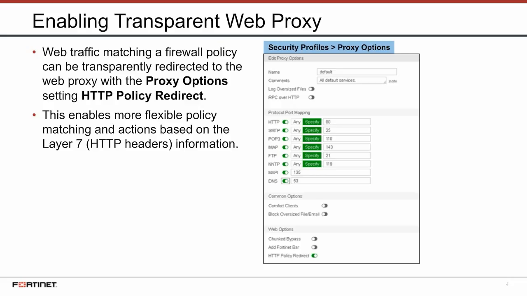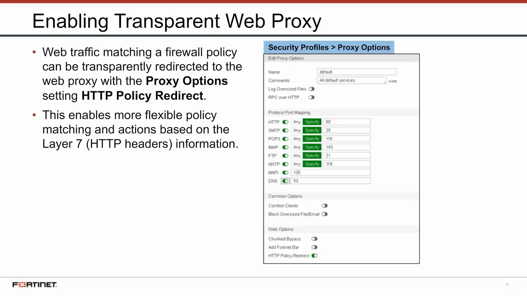To configure transparent web proxy, the web traffic must first match a firewall policy using a proxy option profile with the setting HTTP policy redirect enabled. This setting instructs FortiOS to redirect the traffic to the transparent web proxy. Regular firewall policies match traffic based on Layer 3 and Layer 4 information only. The web proxy offers more flexible and gradual policy matching based not only on information from those two OSI layers, but also on Layer 7 information, HTTP headers.